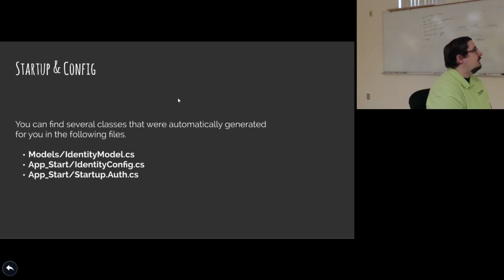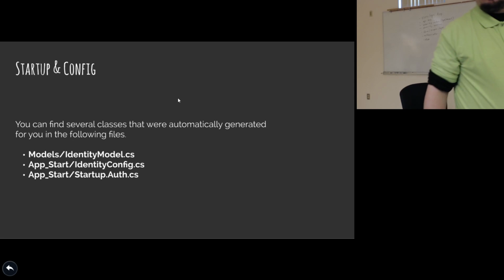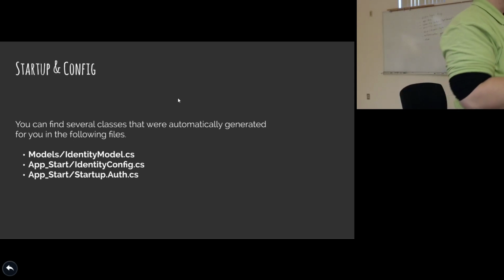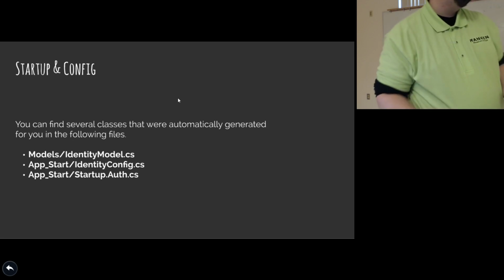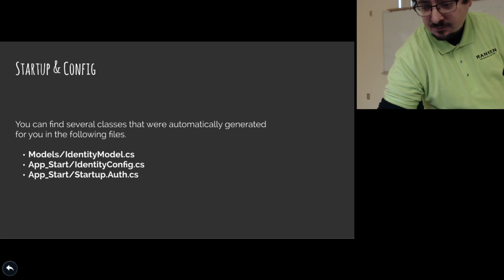So if we're looking at the code that got generated, there are 3 important classes that you really want to look at, 3 important files that you want to look at. So the first one we'll look at is models, identity model CS. In app start, there's also an identity config, and there's a startup.auth. So those are the 3 files that really have the core bits of logic that go into setting up authentication.